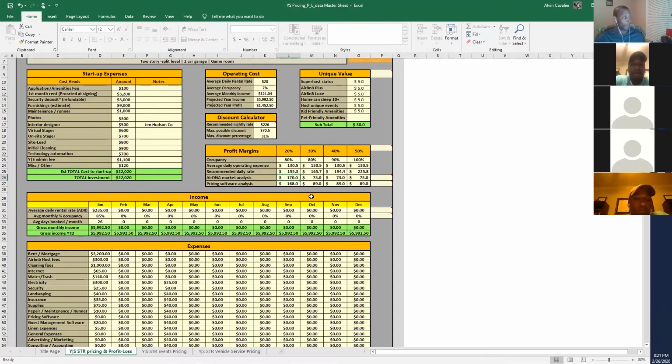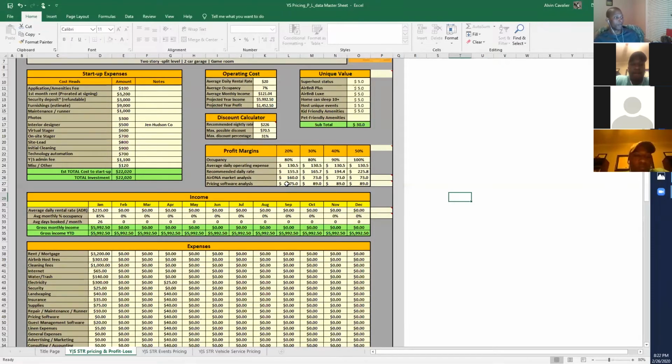Let's just say AirDNA is pricing me at 160 a night, and then maybe Wheelhouse is pricing me at 175 a night. The reason this is important is it changes the calculus. Now you can look at these numbers on the surface and say, based on what Wheelhouse is offering, if you're using them, the pricing software has three different categories: conservative, recommended, and typically aggressive.